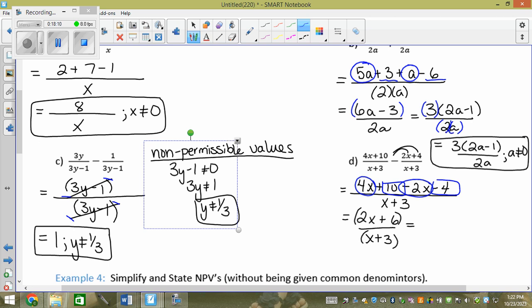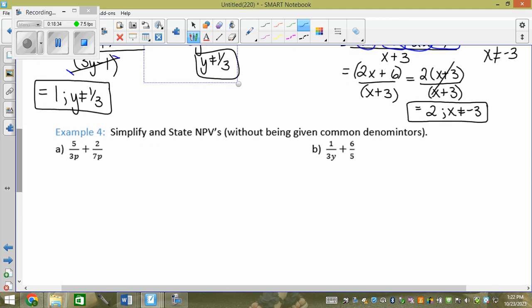Yeah. I can take out a 2. Then I'm left with x plus 3 over x plus 3. Now these cancel. But before they cancel, I have to do what? Yeah, so x can't equal negative 3. So I get 2, semicolon, x can't equal negative 3. Okay?